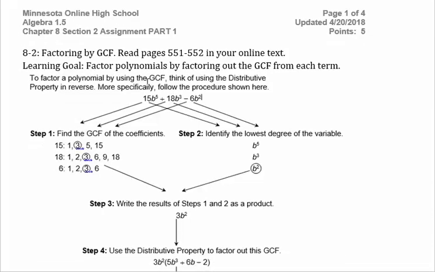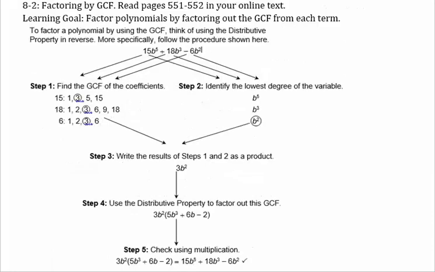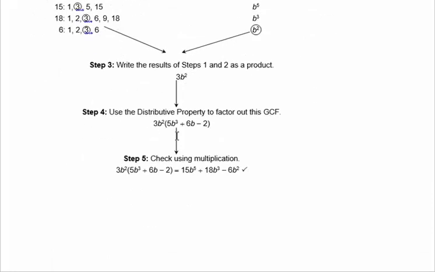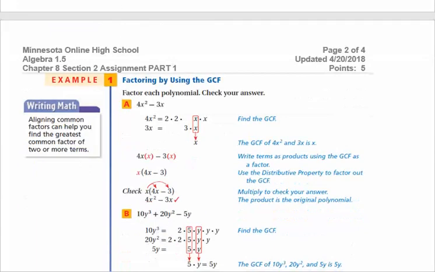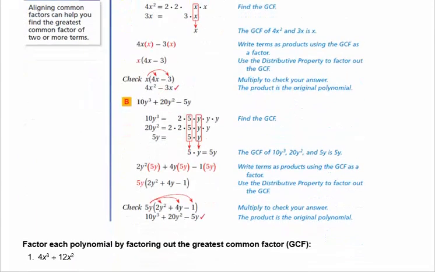So we have a polynomial, which in this one is 1, 2, 3 terms. Each term is separated by plus or minus signs. You're going to find the greatest common factor of each term, and then we put that greatest common factor in front, and what's left after you factor that out is what's in the parentheses. And then you check it with multiplication. So you can go back to that example as you need, and here's a couple others.